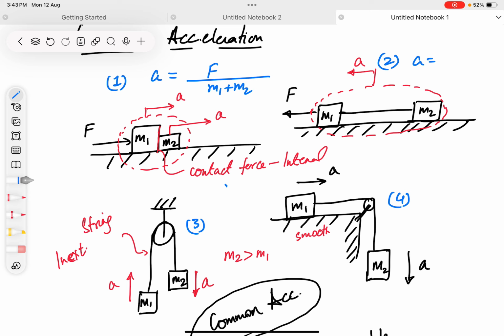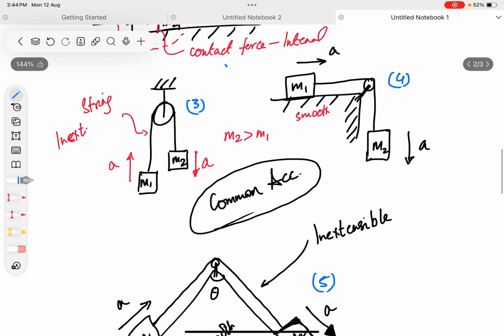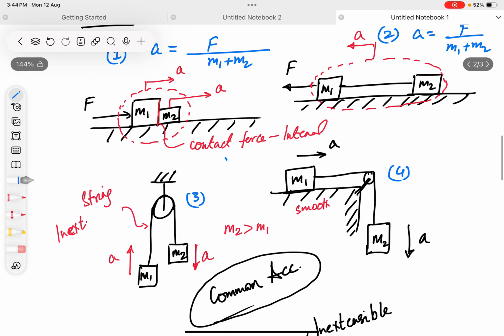In the same way for the second one also, over here the F is the pulling force. Tension force will become internal to the system. Whatever force is present among those masses will be internal in nature. Therefore, again we can write F divided by M1 plus M2. Very, very simple. Yes. You come to this particular third one. This part is clear. No doubts will be there.